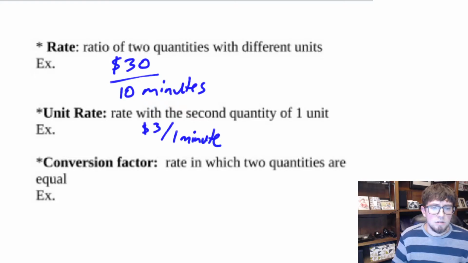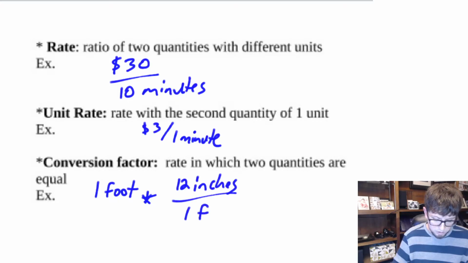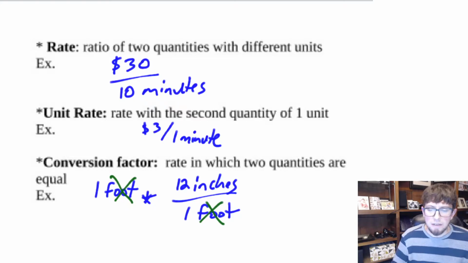And we can use those unit rates as conversion factors. So let's say we're talking about 1 foot, and we want to multiply this by a conversion factor of 12 inches per 1 foot. Well, it turns out that foot and foot cancel out, and the only unit left is inches, and we can multiply straight across.